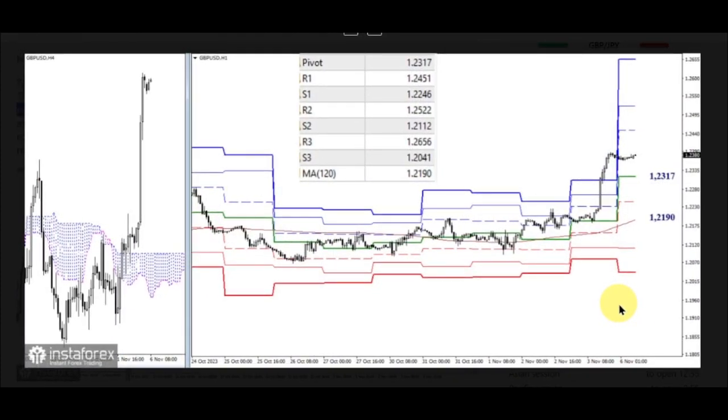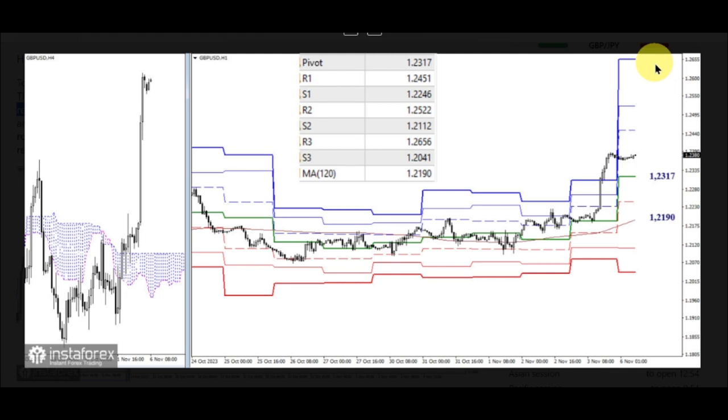The main advantage on the lower timeframes is currently on the bulls' side. The potential boundaries set within the day by the classic pivot points, thanks to Friday's activity, have been significantly expanded today. Therefore, the upward targets can now be noted at 1.2451, 1.2522, and 1.2656, resistances of the classic pivot points.